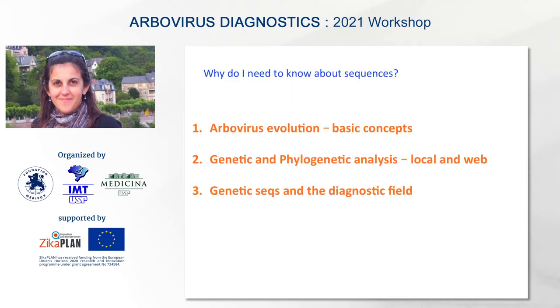This lecture will be divided into three main points. First, we are going to talk about some basic concepts of RNA virus evolution, arboviruses in particular. Then we go through the importance to study genetic information to understand the relationship among the pathogens and how to do it using either local or web tools. And finally, I think it's important to discuss and show you some examples of analysis and the importance of it for the diagnostic field.